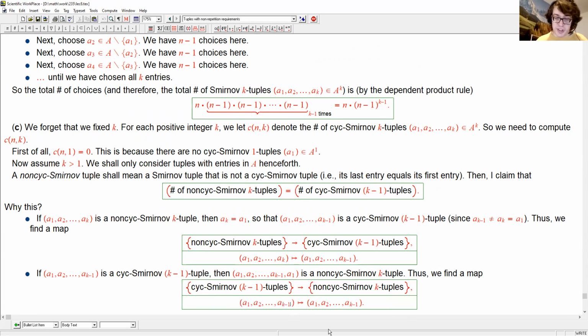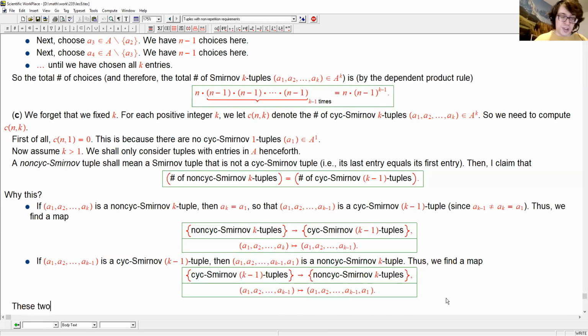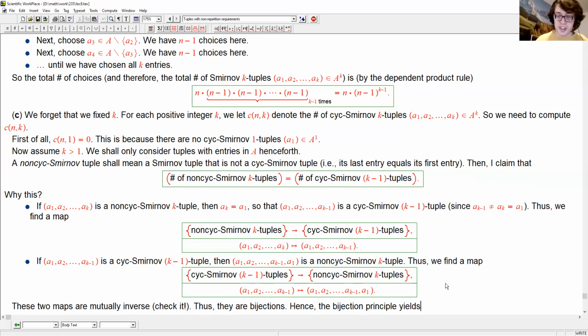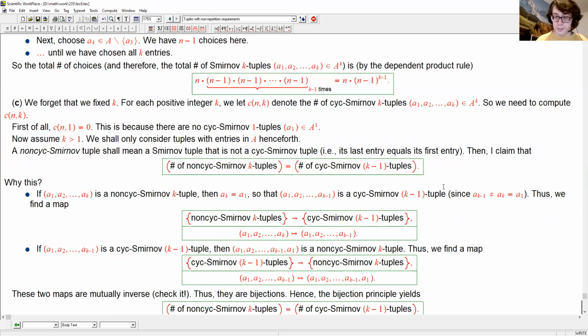And what this map does is it reinserts the first entry at the end, without removing it, of course. These two maps are mutually inverse, check it. Thus, they are bijections. Hence, the bijection principle yields exactly what we wanted to prove here.